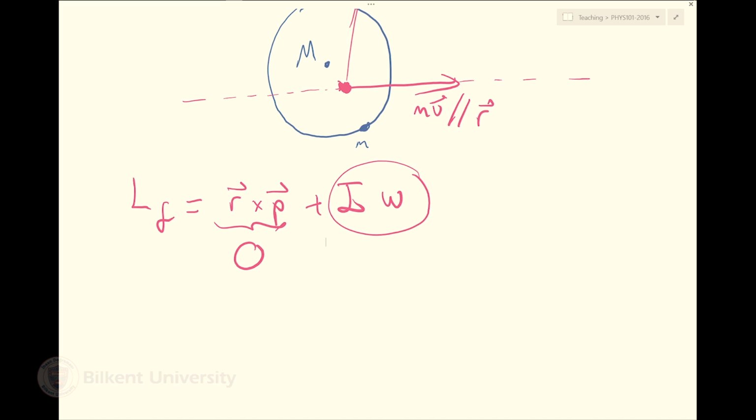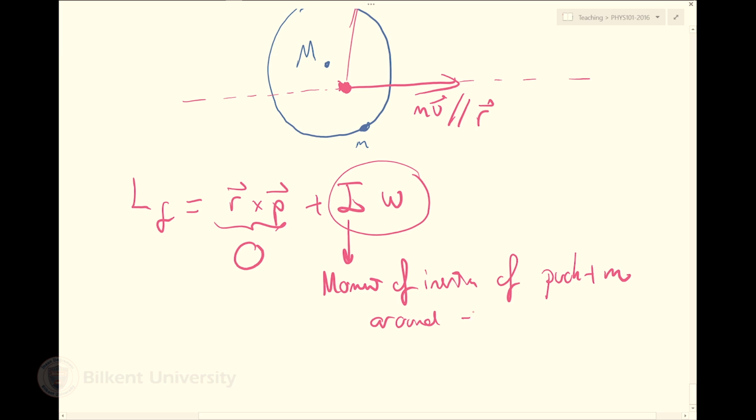What is I times omega? This is the moment of inertia of the puck? No. It's the moment of inertia of the full puck plus small mass system around the center of mass. So let's write this down. This is the moment of inertia of puck plus m around the common center of mass.